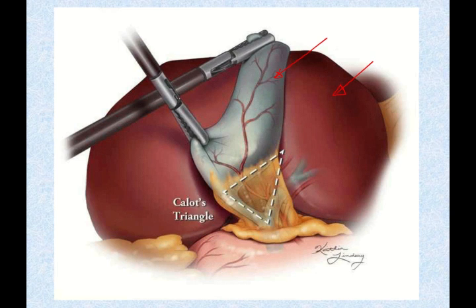Calot's triangle is an area defined by the cystic duct lying laterally. This is lateral side, this is medial side, and the common hepatic duct lying medially, and the inferior surface of the liver lying superiorly or above. So this triangle is defined as Calot's triangle, and within that triangle you can find the cystic artery, as you can see in this case. So it's easy for the surgeon to find the cystic artery if he knows the Calot's triangle. So that's a very nice example of the importance of anatomy knowledge.